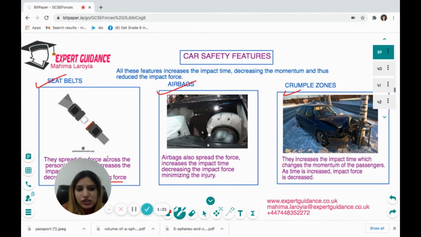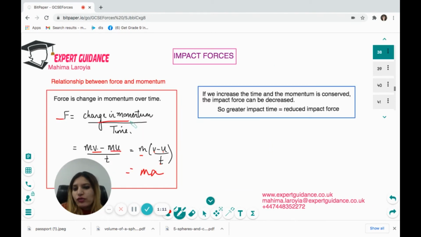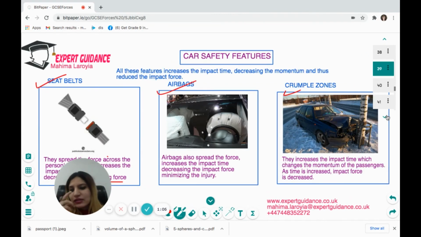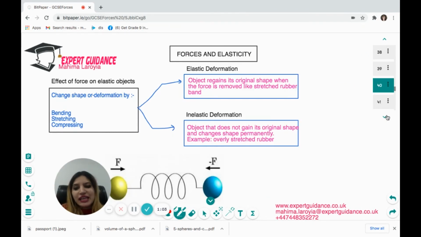And the crumple zone also increases the impact time, which changes the momentum of the passengers more slowly. As the time is increased, the impact force is decreased, because you know, force is change in momentum over time. If you increase the time, then the force will go down, and that will prevent you from getting injuries.